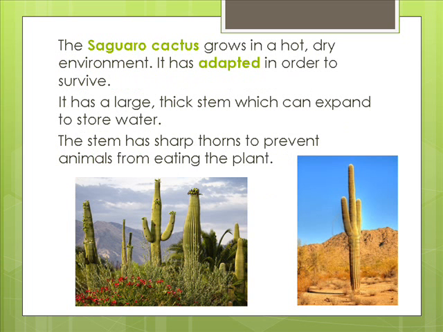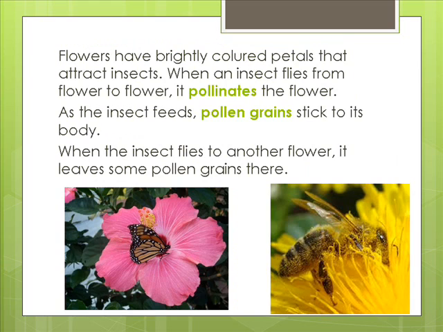The saguaro cactus grows in a hot, dry environment. It has adapted in order to survive. It has a large, thick stem which can expand to store water. The stem has sharp thorns to prevent animals from eating the plant.